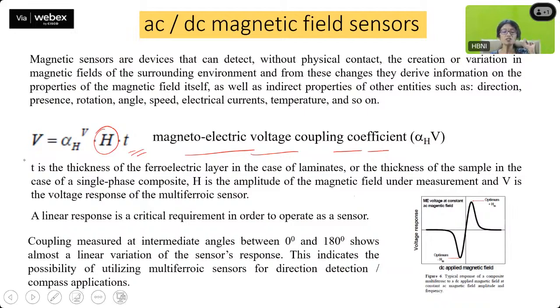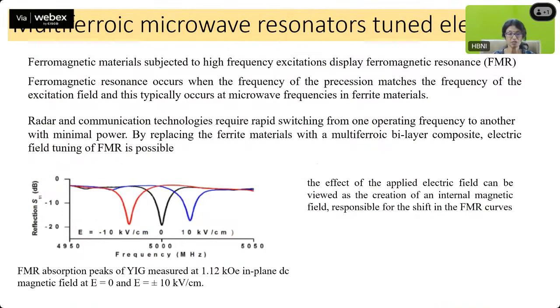A linear response is a critical requirement in order to operate as a sensor. Coupling measured at intermediate angles between 0 and 80 degrees shows almost a linear variation. As you can see from 0, you can see a very linear variation of the sensor's response. This indicates the possibility of utilizing these multiferroic sensors for direction detection as well as for compass applications. So you can have these AC-DC based magnetic field sensors made out of multiferroic materials.